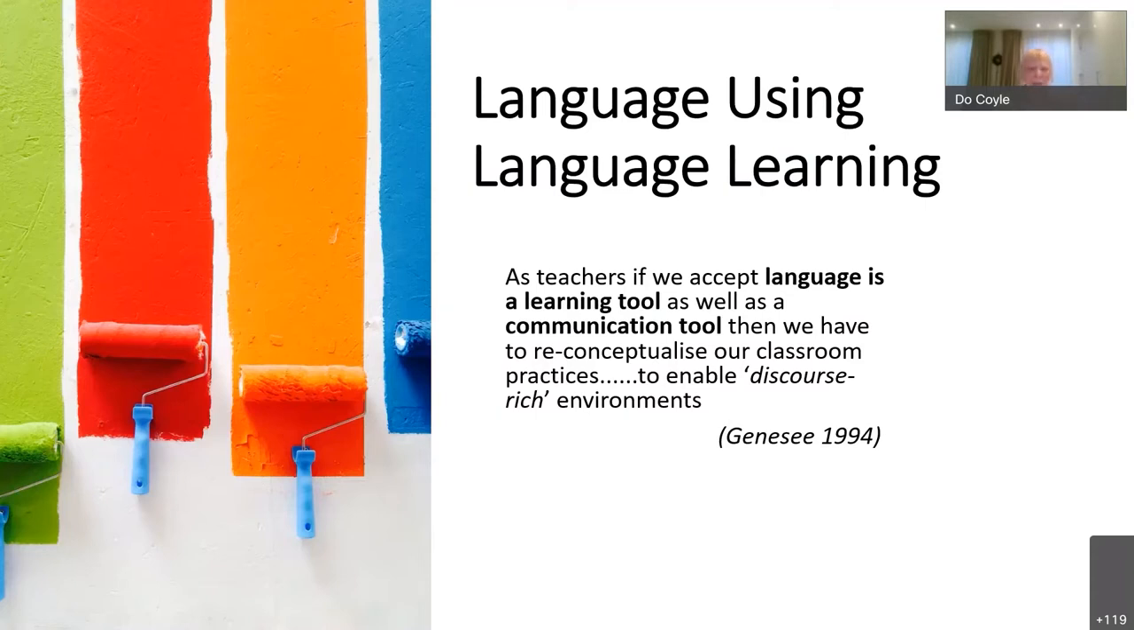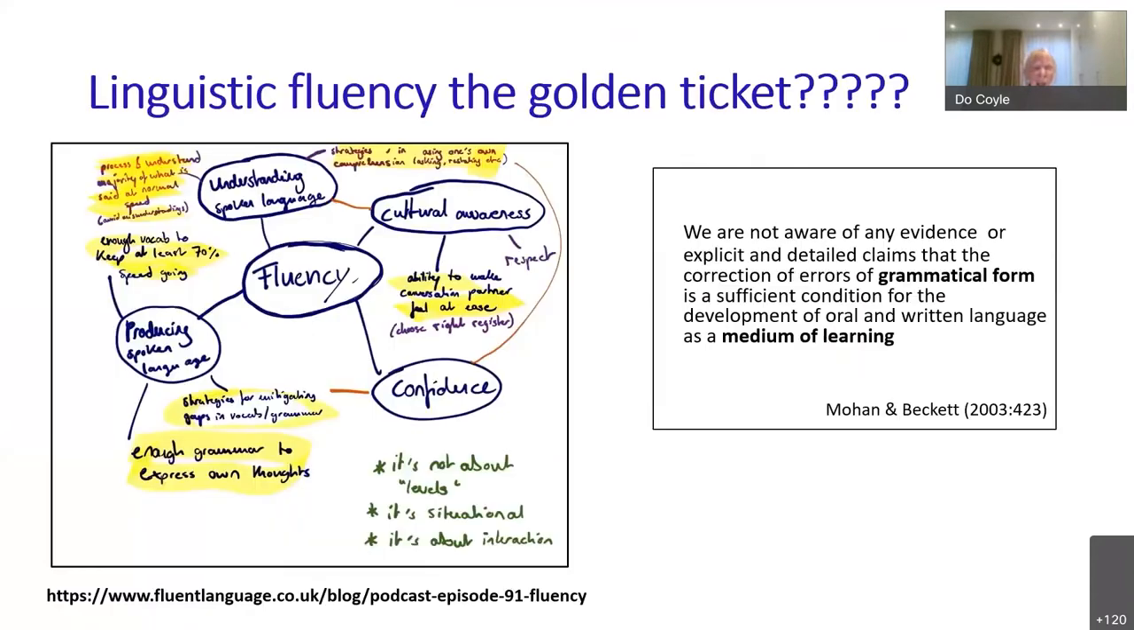And we know about discourse-rich environments, but what are they? And can I also question linguistic fluency? It's not the golden ticket. For so long, a lot of our language lessons and our impulse to be bilingual has been about linguistic fluency. Now, this is an issue which I'll come on to later, because unless linguistic fluency is matched by what I'm going to describe later as textual fluency, we can't possibly meet any of those.